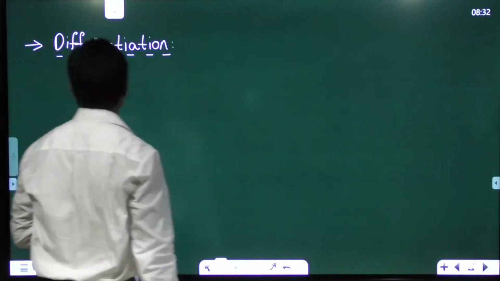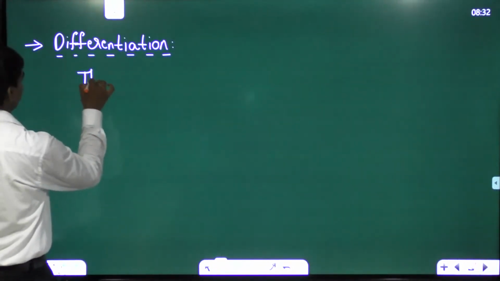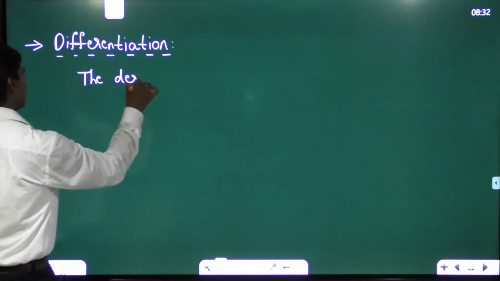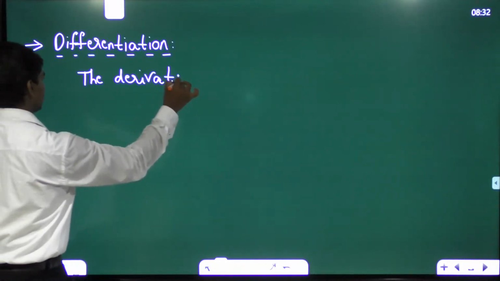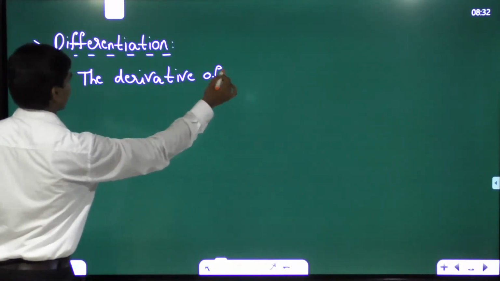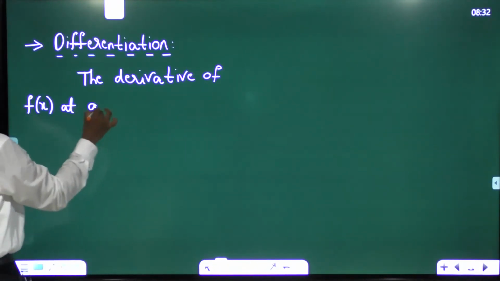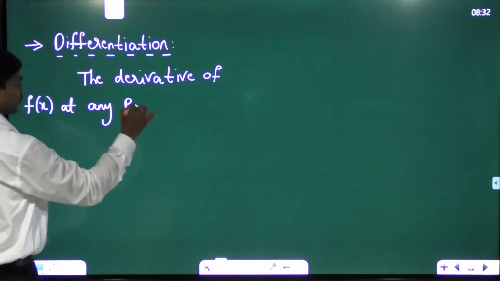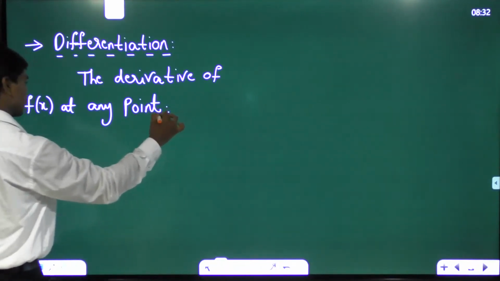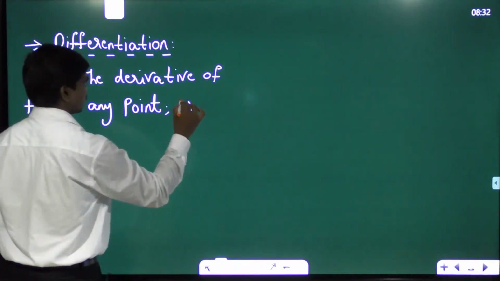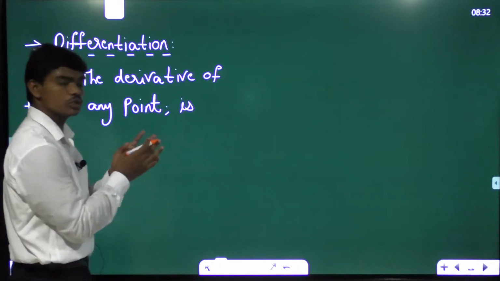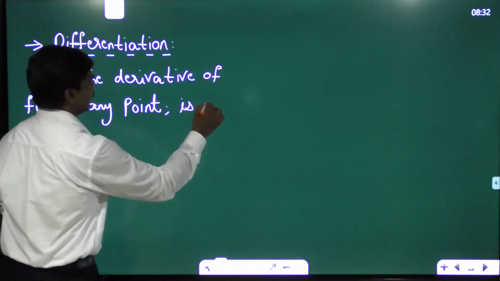Now, the derivative of f of x at any point, provided the function is continuous, is given by. Of course, we'll show you shortly why the function should be continuous.